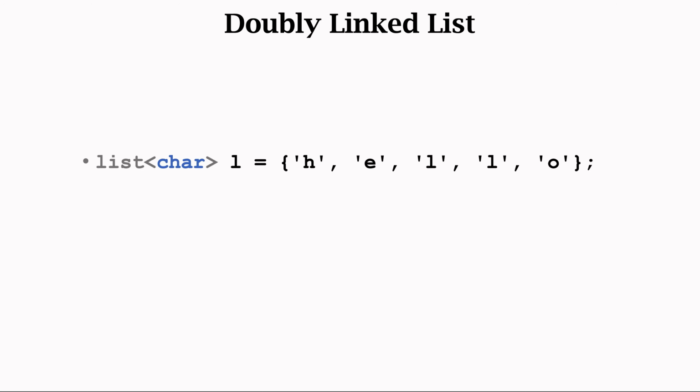This line of C++ code creates a doubly linked list. The variable name is L. The 5 characters HELLO are stored in the list.